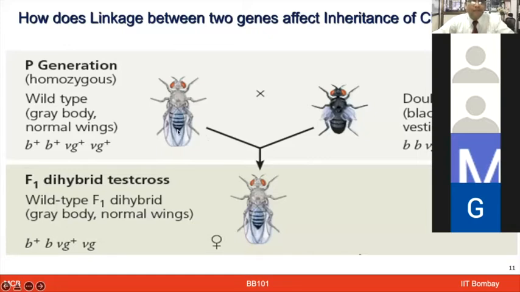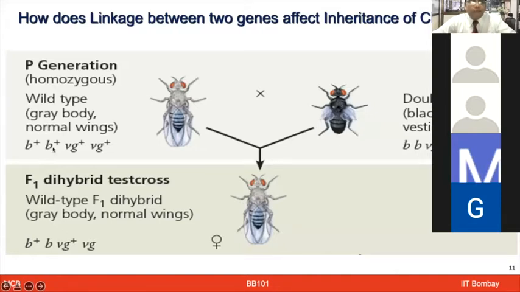One is the wild type feature, which is the gray body color and normal wings, meaning wings of good size. Here, if you see, this is a small wing, which is the mutant phenotype. Gray body is commonly seen, again the normal feature, whereas the black body is not so normally seen; that is the mutant feature.